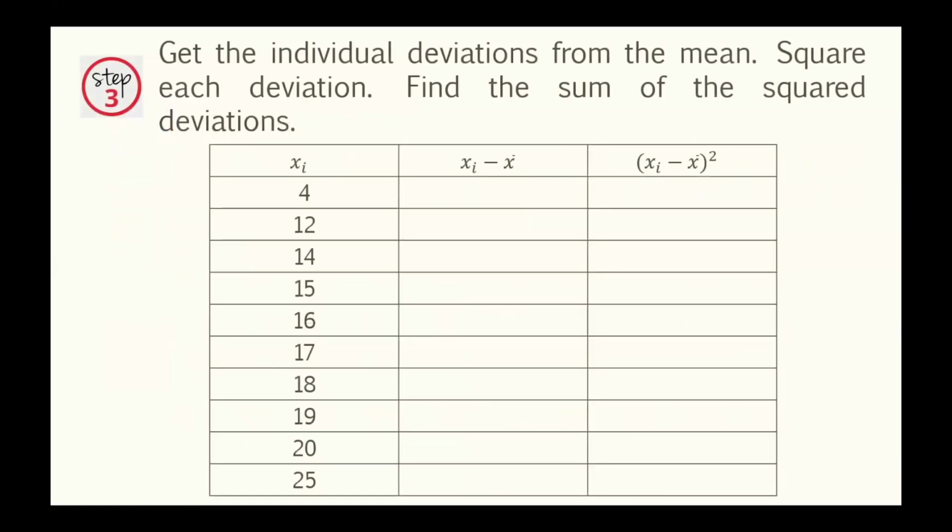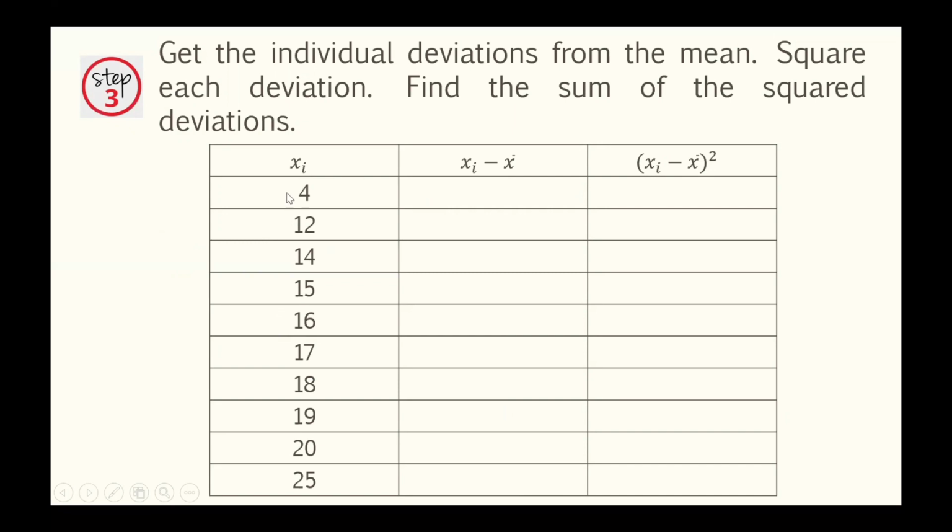Step number 3 is to get the individual deviations from the mean. Square each deviation. Find the sum of the squared deviations. There are 3 columns in the table. For the first column, these are the heights of the plants. For the second column, we have the difference of the height of the plant and also the sample mean computed in step number 2. And then in the third column, all you have to do is square the answers you got in the second column.